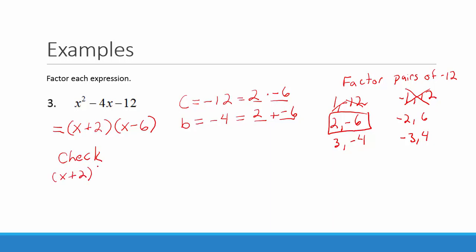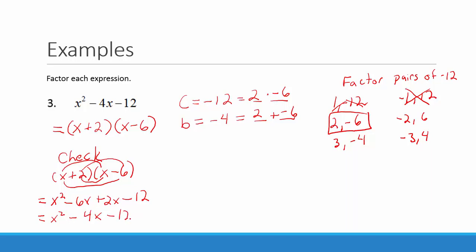By foiling the two binomials together, multiplying them out. X times x is equal to x squared. X times negative 6 is negative 6x. 2 times x is 2x. And 2 times negative 6 is negative 12. Combine like terms in the middle, and we get x squared minus 4x minus 12, which is our original trinomial. So yes, this is the correct factored form.